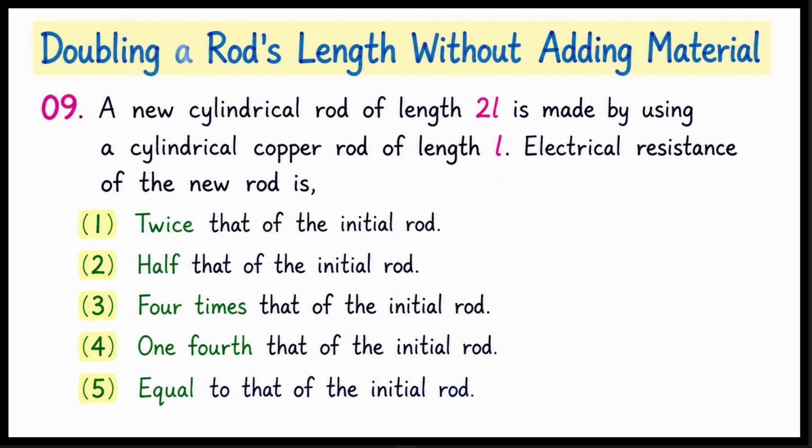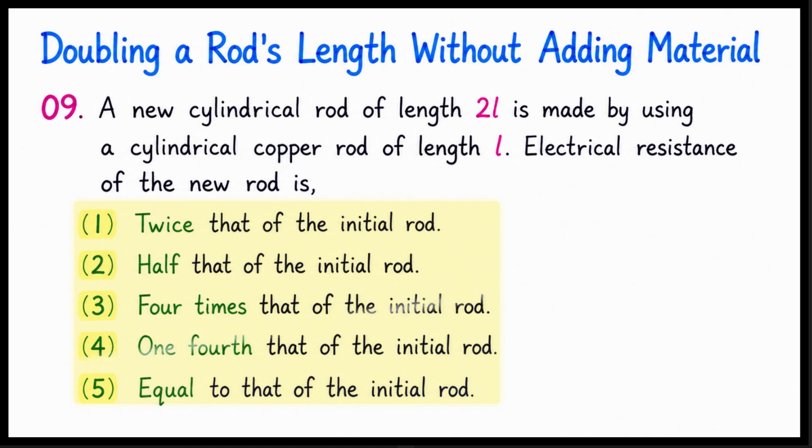Question 9 is a geometry-changing question, and the stem is short. A new cylindrical rod of length 2L is made by using a cylindrical copper rod of length L. How does the resistance of the new rod compare to the initial rod? The options are twice, half, 4 times, 1/4, or equal.